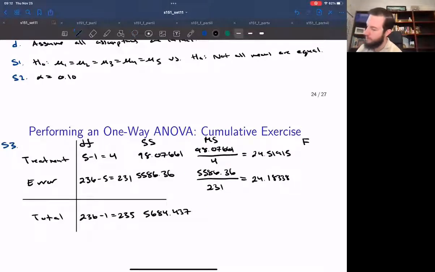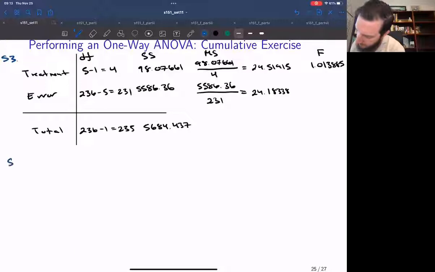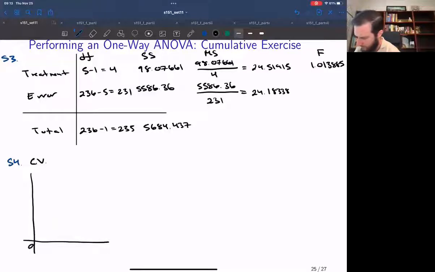Okay, and then to get the F value, we're just going to take the ratio of those 2 mean squares. Sorry, I'm just going to run out of room, but it's going to be 24.51915 divided by 24.18338, which is 1.013885. Okay. Any questions?